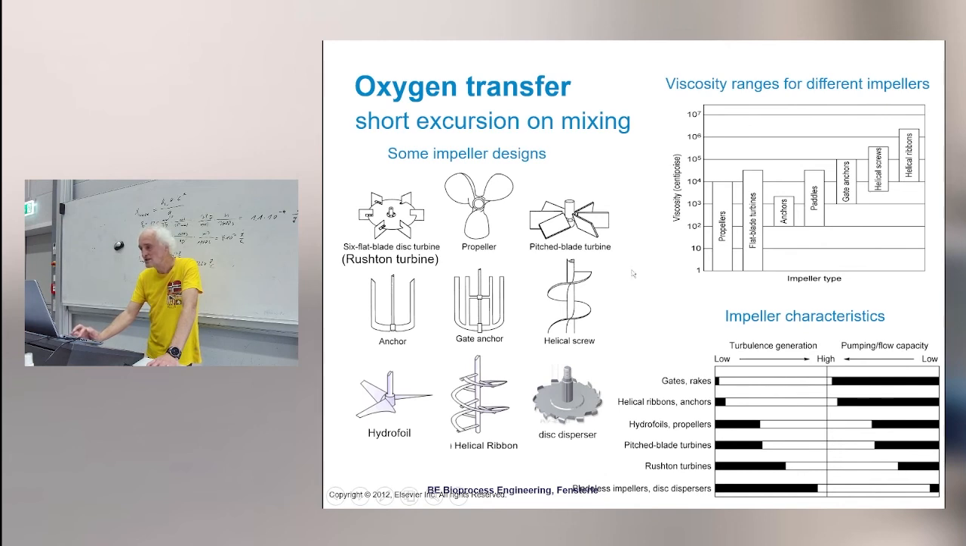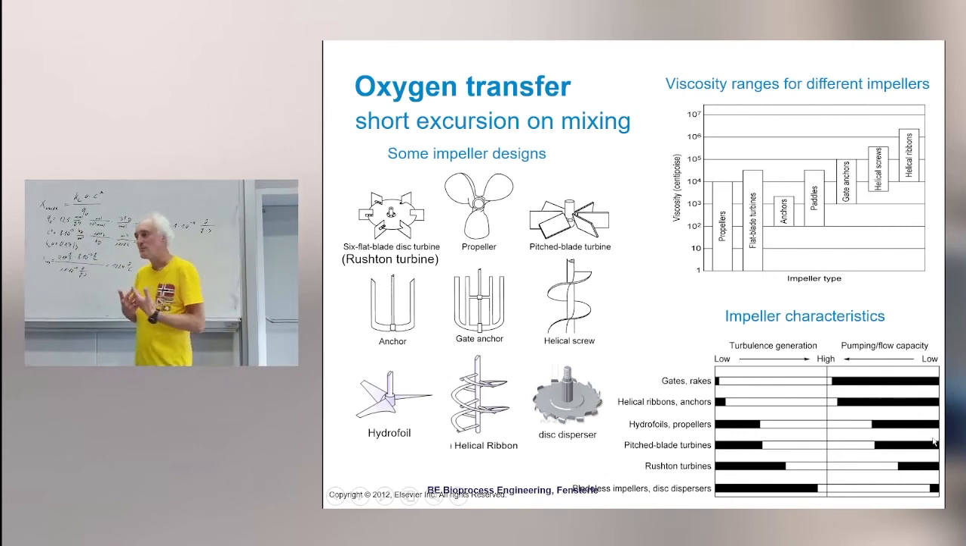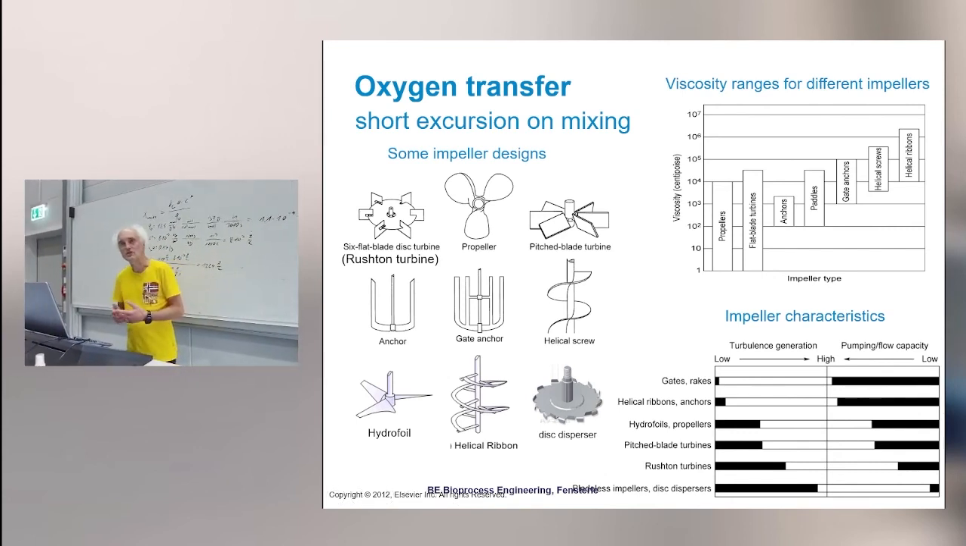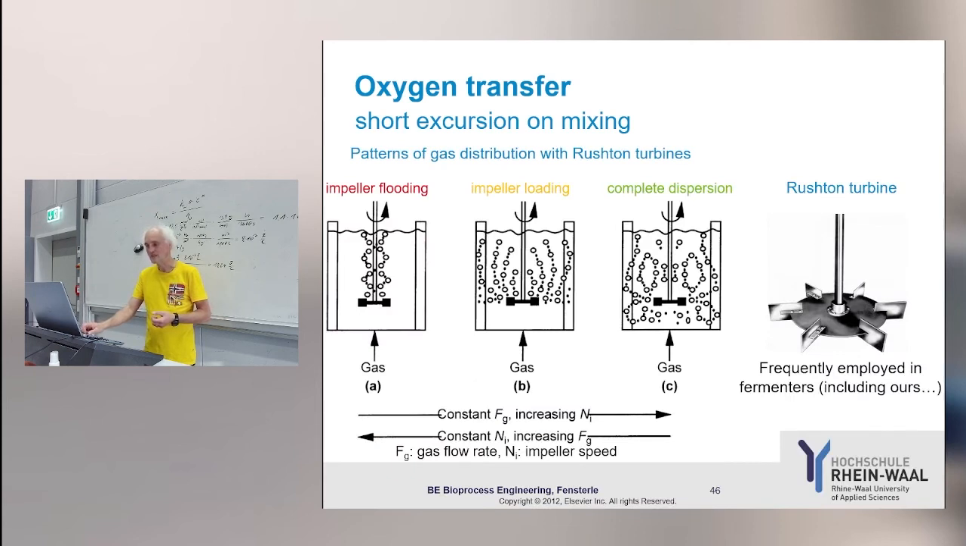So usually these Rushton turbines are the thing you use, because they have a substantially high turbulence generation, but still have a good pumping flow capacity. So they're usually the best compromise in an aqueous medium, which is usually of low viscosity. Therefore these impellers are optimal. That's the reason why these are usually used.